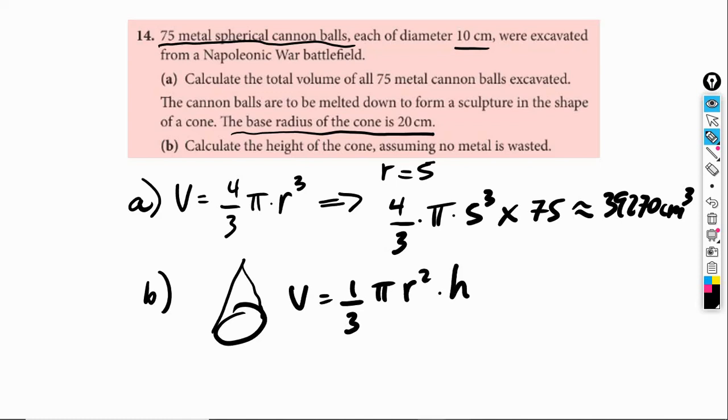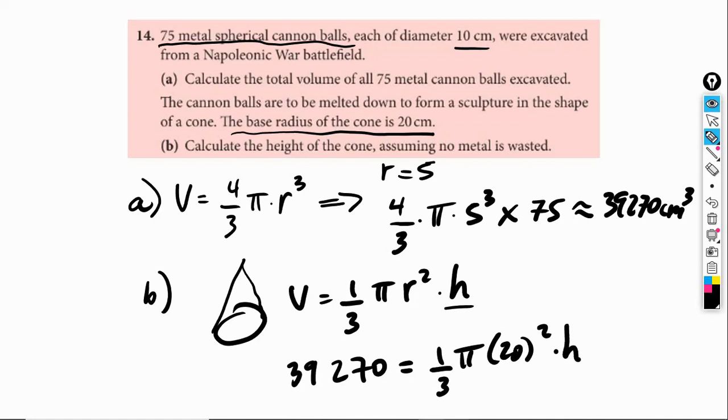So using this, we can definitely find the height of the monument, because since the balls are going to be melted down, that means that the volume of the cone is equal to the volume of all the 75 metal cannonballs. So that means that 39,270 is equal to 1/3 pi times the radius, which in this case of the cone is 20, so 20 squared times h. So now all we have to do is solve for h.